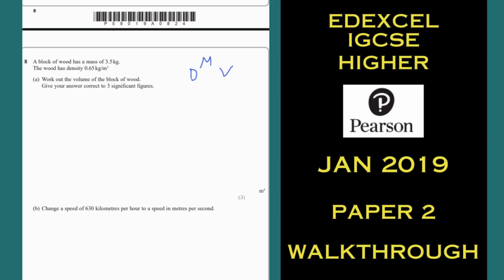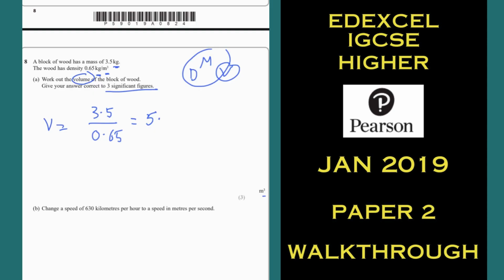I write down DMV, work out the volume. So volume is mass divided by density. Just check, by the way, kilograms, kilograms. There isn't a conflict of units. We've got meters cubed, meters cubed. No need to muck around with units. We can just go straight for 3.5 divided by the density of 0.65. Don't forget to do as you're told, 3 sig figs.